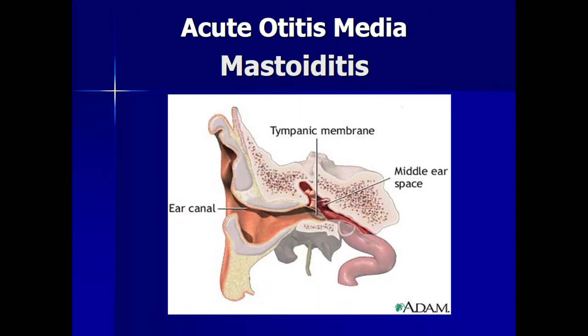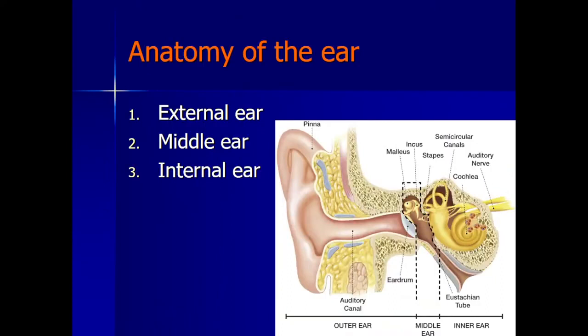Okay, the topic of our lecture today: acute otitis media and mastoiditis. First of all, let's start with some important facts in the anatomy of the middle ear. The ear commonly is divided into three big parts: external ear, which includes pinna and external auditory canal; middle ear, which consists of cavum tympani, eustachian tube, and mastoid process; and internal ear, which is represented by labyrinth.